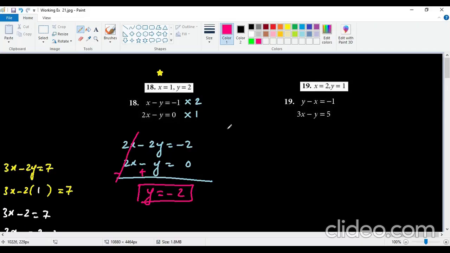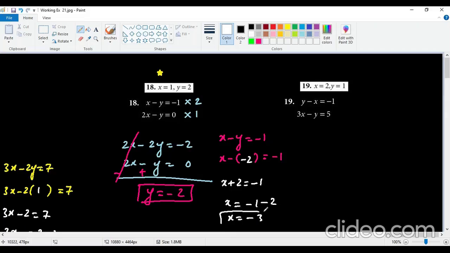And x minus y equals negative 1, and the value of y is negative 2. So I will replace minus 2 here. So x plus 2 equals negative 1, and x equals negative 1 minus 2. So x is equal to negative 3. Let's see if there is any problem in this. x minus y equals negative 1, so plus 2, correct. So this is the correct answer for this question.